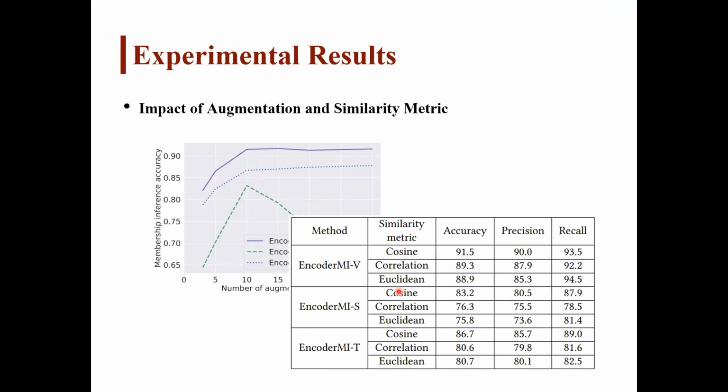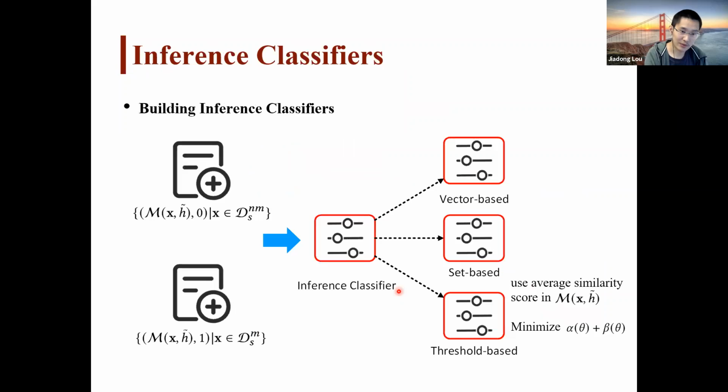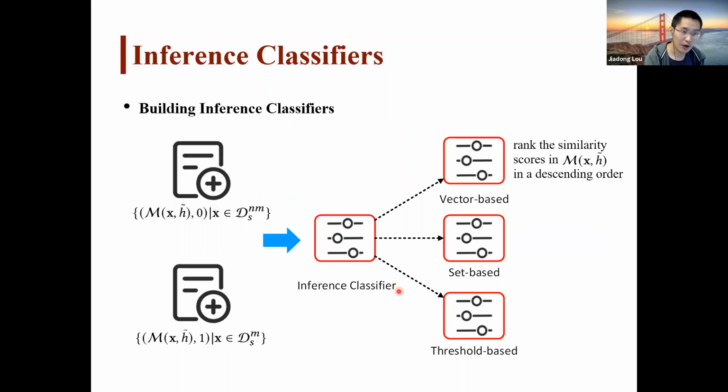Yep. Thank you. I will go back to the last part, how to build the inference classifier based on the inference training dataset. In this part, they also provide three types of classifier. For the vector-based one, they rank the similarity scores in the set in descending order and create a vector based on the similarity scores as an input to train the classifier.